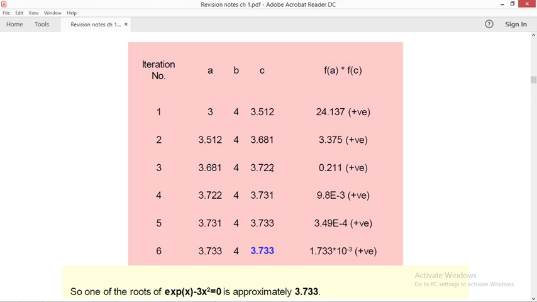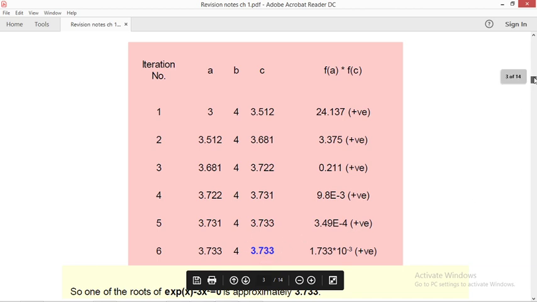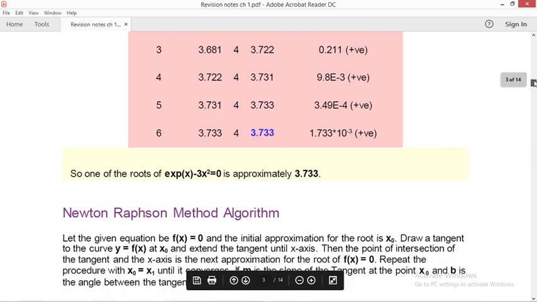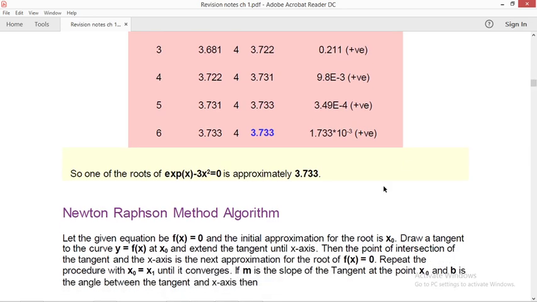We find c. Again, by multiplication, we get a positive answer, and by repeating these iterations, we see that the root is 3.733. So that is our answer.